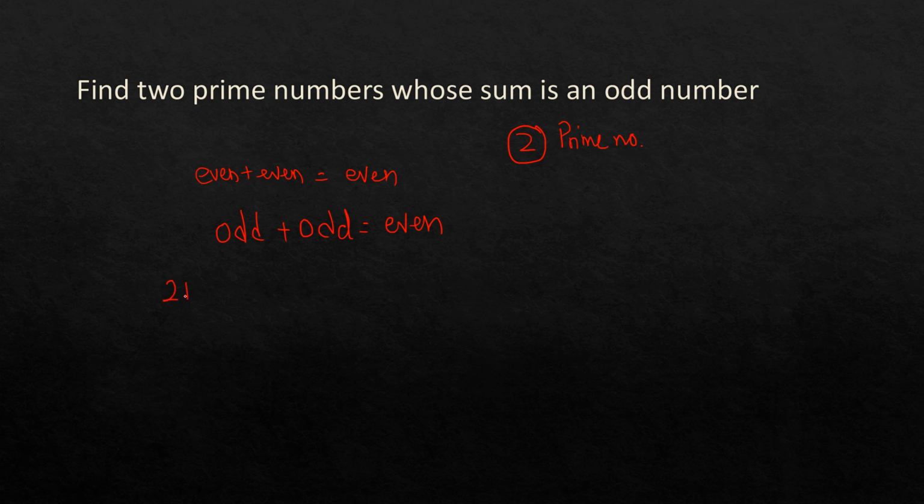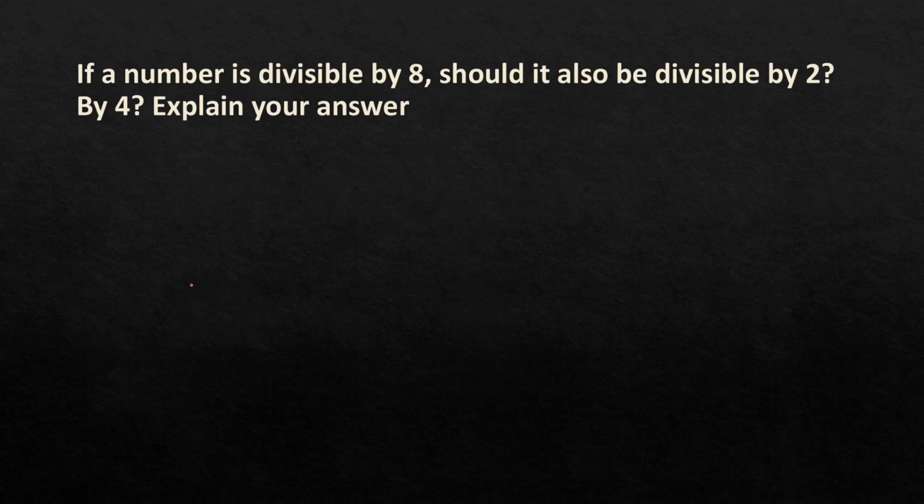Let's say 2 plus 3 gives us 5. 5 is an odd number. And 2 is a prime number. 3 is also a prime number. So the answer is 2 and 3. I've given you the answer there, so you don't have to sweat it out. Let's move on to the next question.